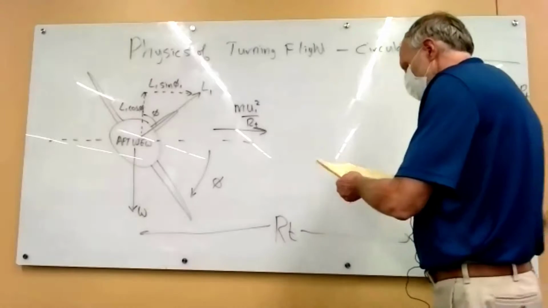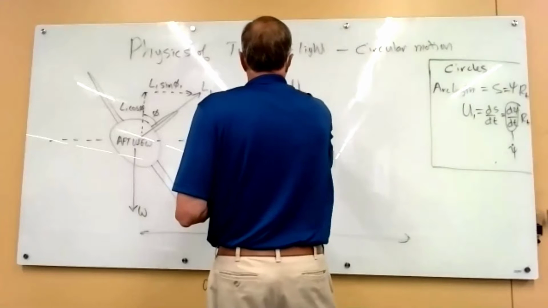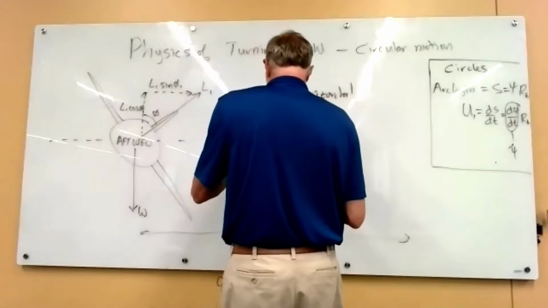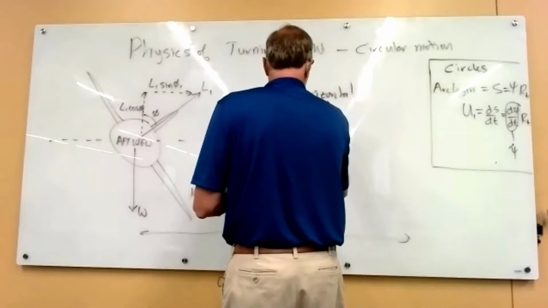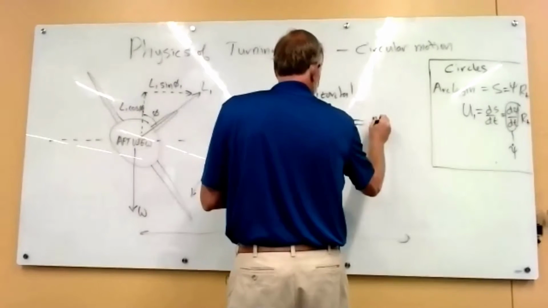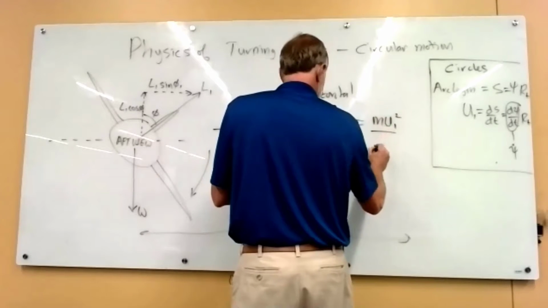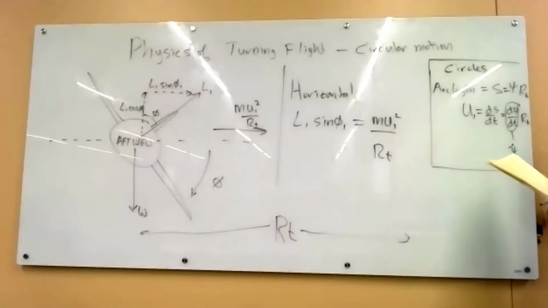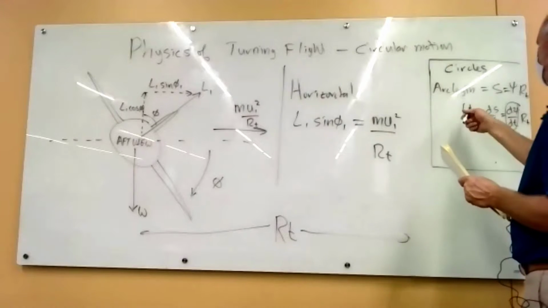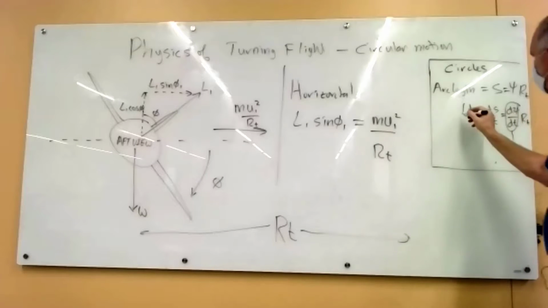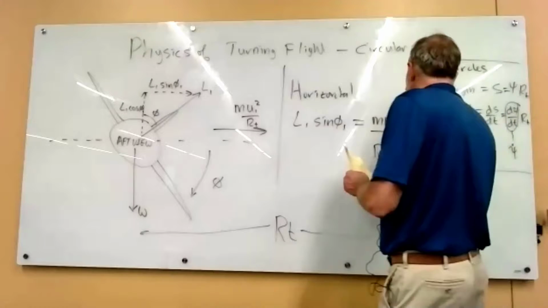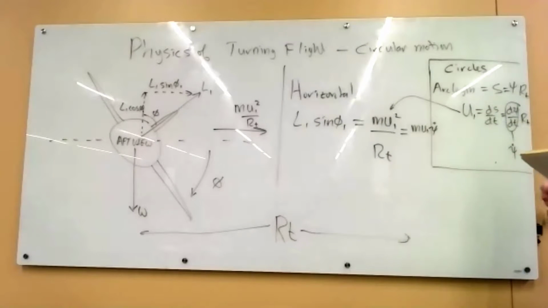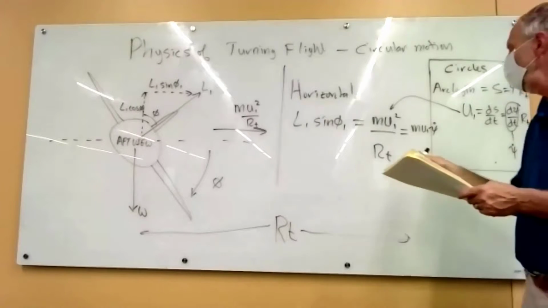So if we do a force balance in the horizontal direction, we find out that L1 sine of phi has to be equal to m U1 squared over RT. But we notice from over here, U1 is psi dot RT, so we can plug that in for one of the U1s and get this in terms of M U1 psi dot. All right, so hang on to that.